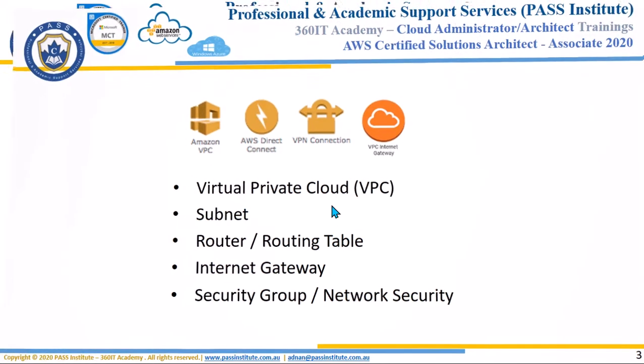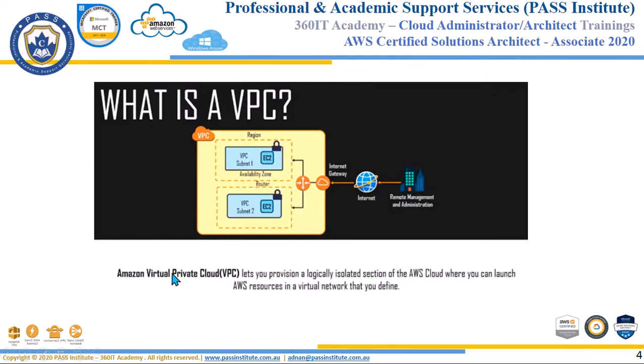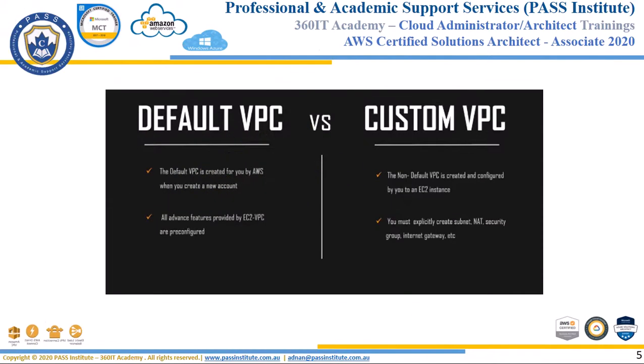So starting with VPC. Basically, what is a VPC? VPC is the Amazon Virtual Private Cloud. It lets you provision a logically isolated section of AWS cloud where you can launch AWS resources in a virtual network that you can define. So here this is a VPC, and in a VPC we can create different subnets. This is subnet 1, this is subnet 2, and that is attached to a routing table, which can be attached to an internet gateway, and that's how you can get out of the AWS cloud and connect to the internet.